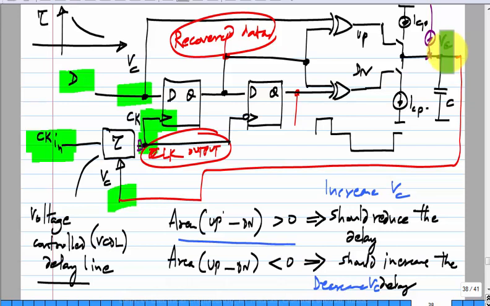Up and down pulse will be very small, so the switch up and down pulse is very small. It's related to that, but the reason this locks to the middle of the data is that up and down will have the same areas when it's in the middle of the data. But is that true at high frequencies? What happens? The flip flop. What delay? Delay from where to where?